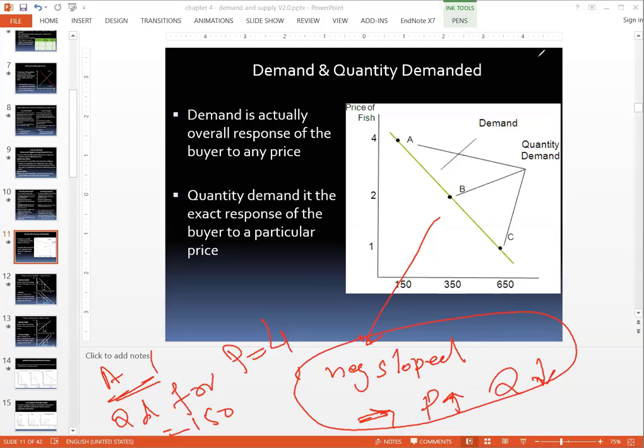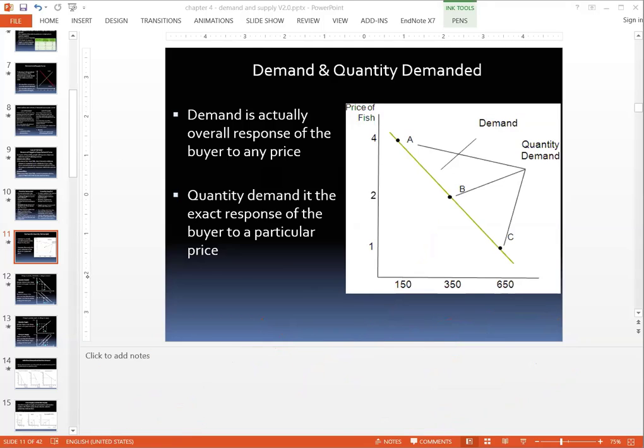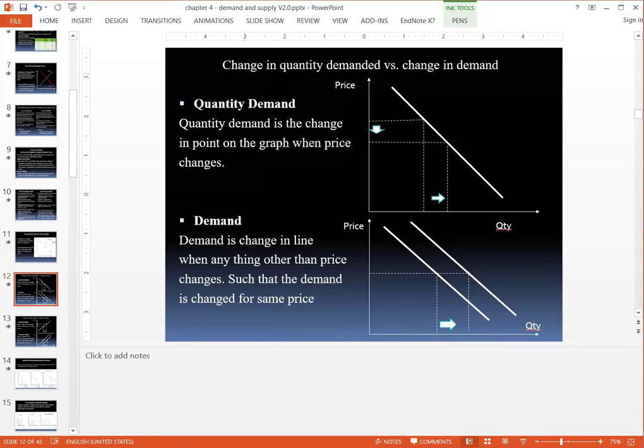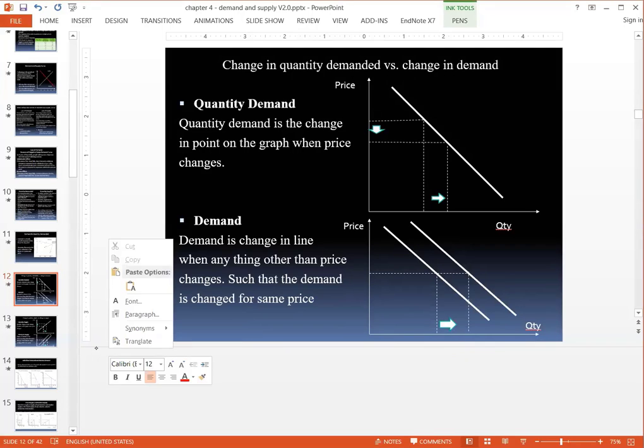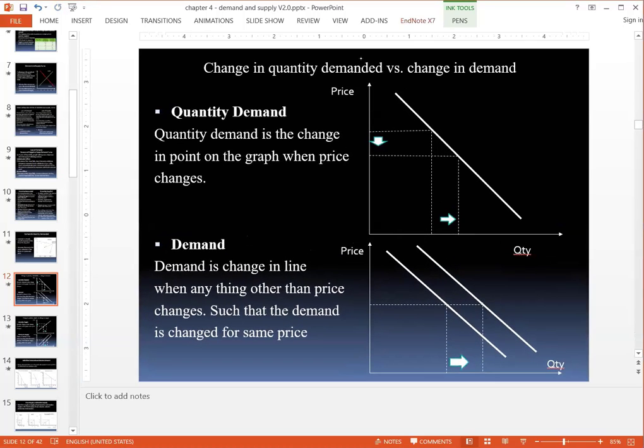Okay, let me clear the screen. How is quantity demanded changed and how is demand changed? I will give this slide as an example to tell how demand will change and how quantity demanded will change. Okay, let me go ahead. Here we can see that in a line, this is the demand curve. How do I notice it's a demand curve? Because there's price here and quantity here and it's negatively sloped. So this confirms that it's a demand curve.